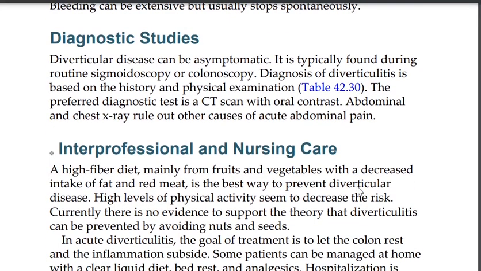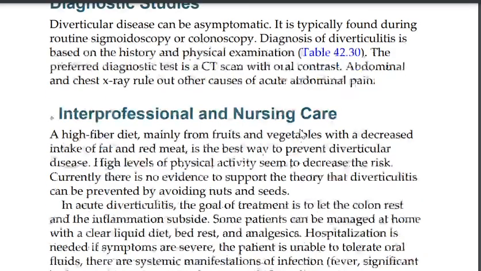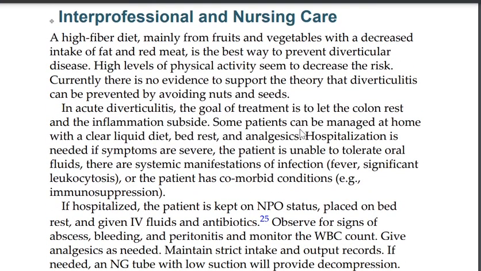So diverticular disease can be asymptomatic. We already know that. It's based on a history and physical exam. And look, the preferred diagnostic test is a CT scan with an oral contrast. That's exactly right. In the real world, that's exactly what you see. Abdominal and chest x-ray rule out other causes of acute abdominal pain. So maybe they're going to check everything.